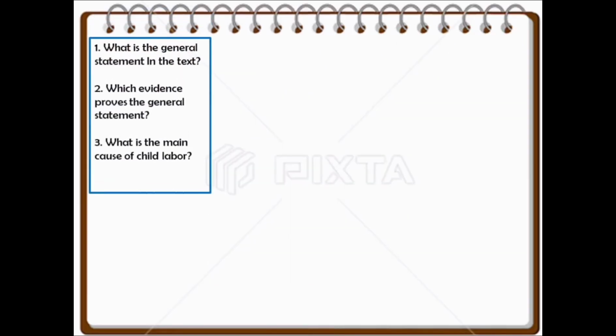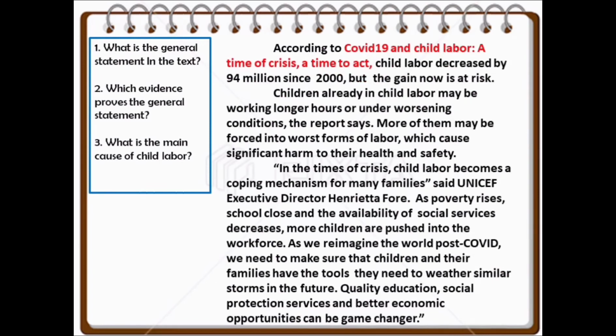What is the general statement in the text? Which evidence proved the general statement? And what is the main cause of child labor? Let us read the text. Note the important details as you read it. According to COVID-19 and child labor, a time of crisis, a time to act.